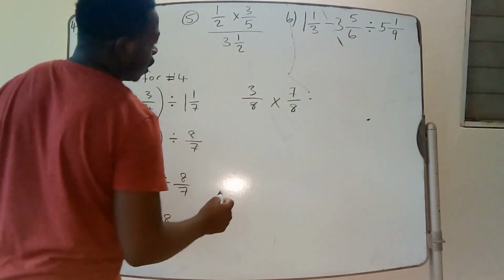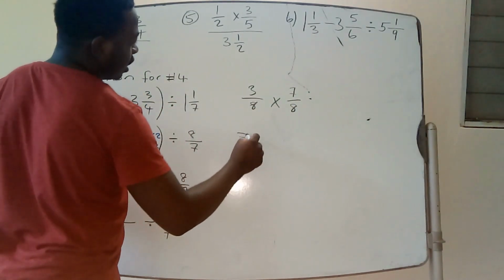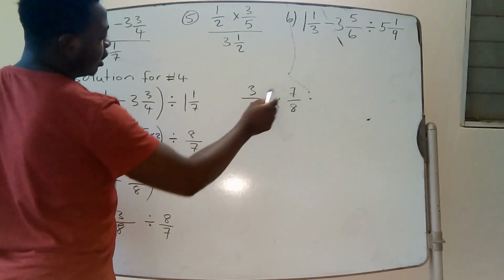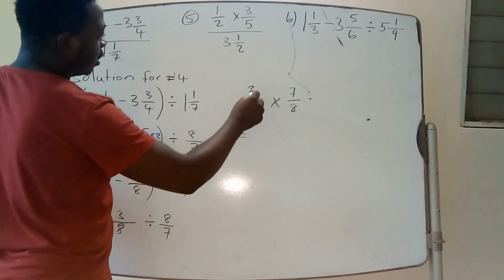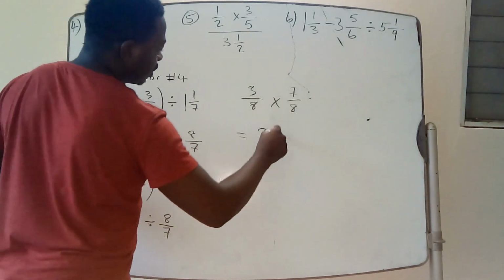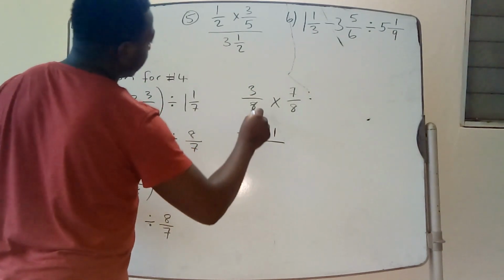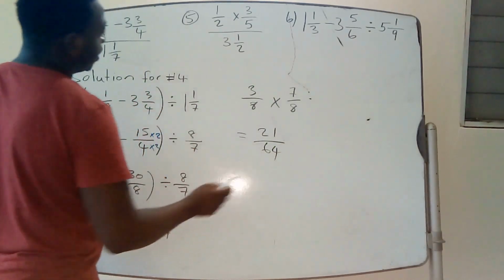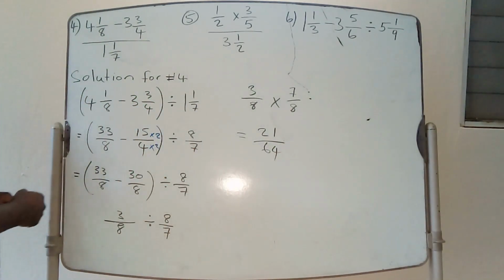7/8. Now, what I'm going to do, can anything be reduced? No, so I'm going to multiply numerator by numerator and denominator by denominator. So 3 times 7, that's going to be 21, over 8 times 8, that's going to be 64. And that is our final answer there.